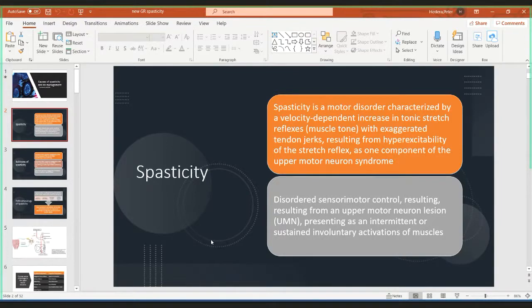A more modern and contemporary definition would look at spasticity as a sensory motor control problem, which again results exclusively from the upper motor neuron lesion and presents as an intermittent or sustained involuntary activation of muscles. This involuntary activation of muscles would interfere with function, and that's the reason we might consider treatment.